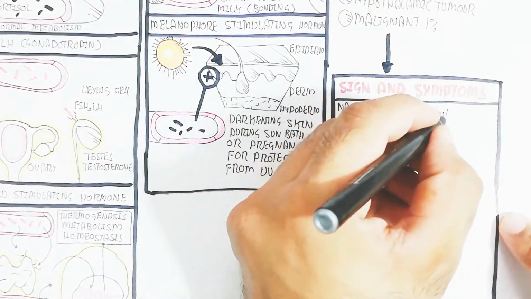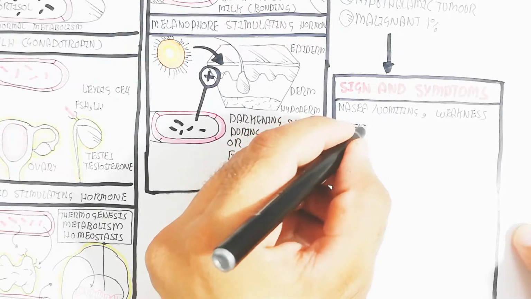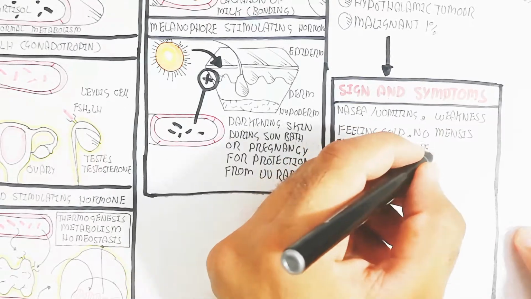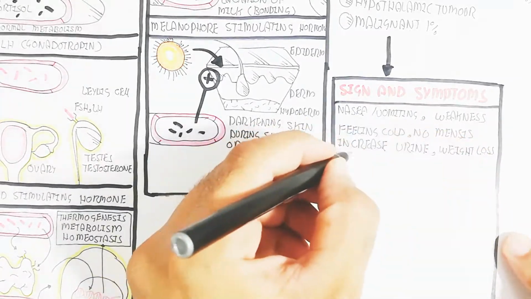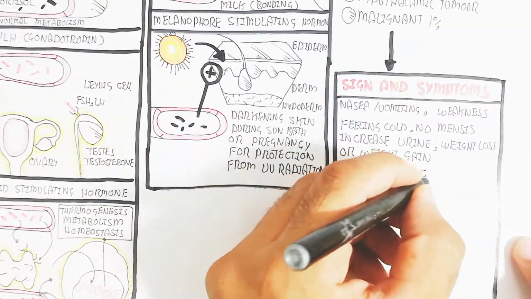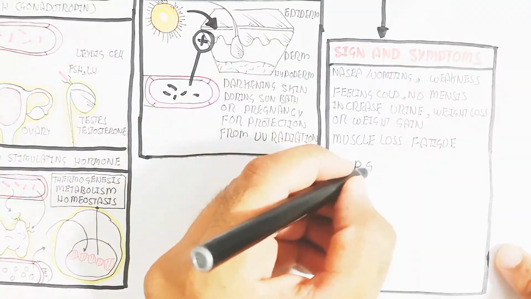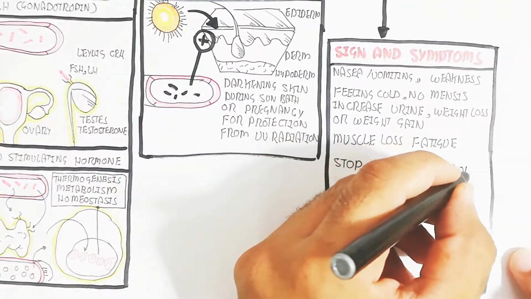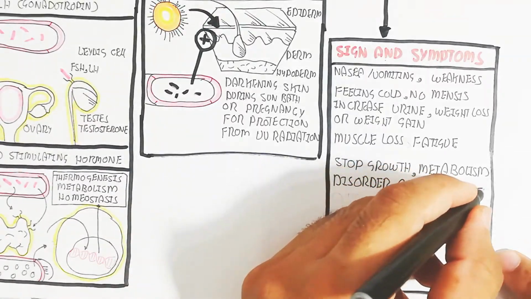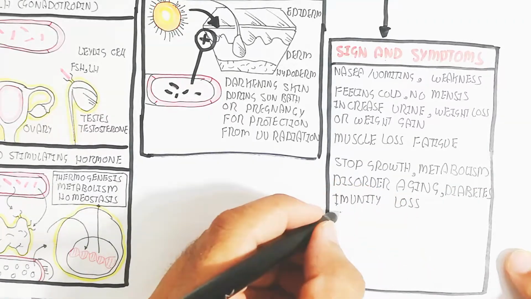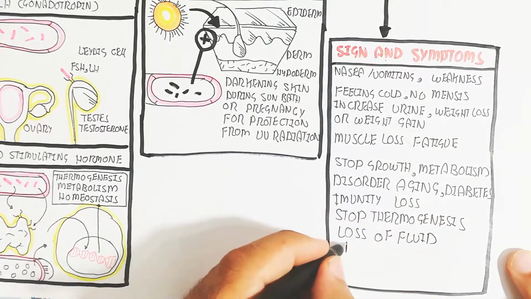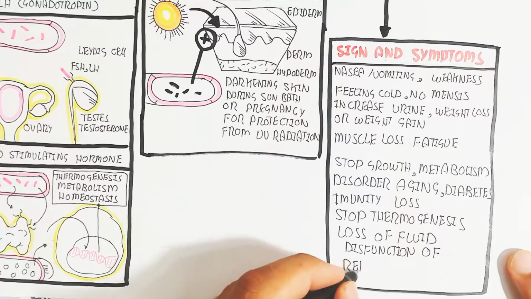So the signs and symptoms, let's begin to understand: nausea, vomiting, weakness, feeling cold, and no menses because of follicle stimulating hormone inhibition and luteinizing hormone inhibition; increased urine because of antidiuretic hormone inhibition; weight loss or weight gain due to growth hormone decrease, so adiposity will increase; and stopped growth due to growth hormone, somatostatin inhibition. And metabolism disorder and aging. Metabolism disorder is due to the absence of thyroid gland stimulation.